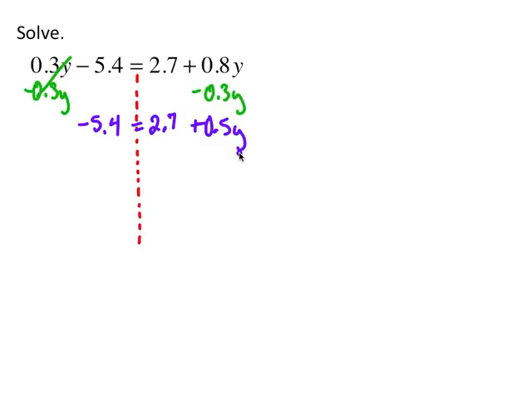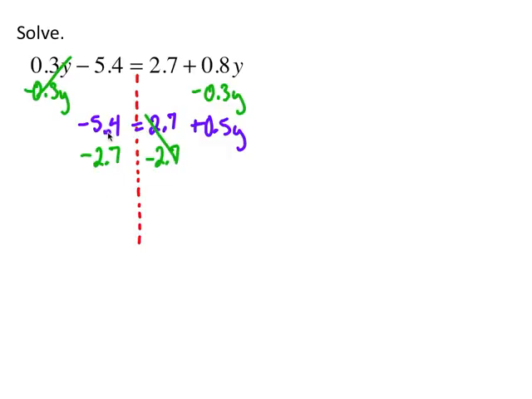Now our goal, remember, is to get this variable by itself. So we need to get rid of the terms that are farthest away from that. That's the 2.7. So to get rid of that term, we also need to subtract it, since it's positive. Subtract over here. So that's gone.